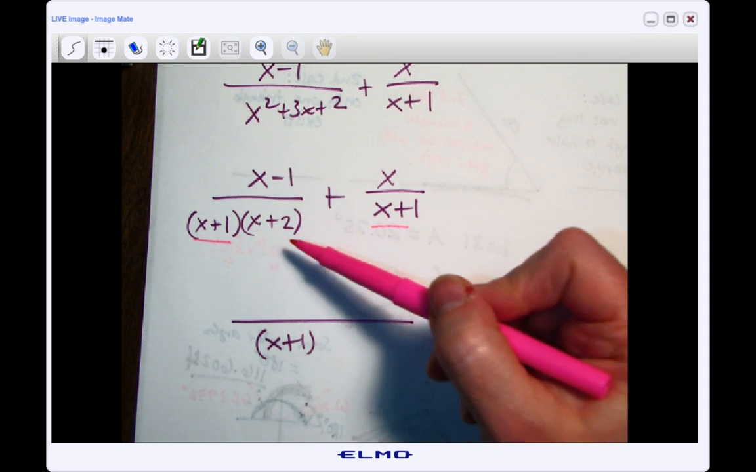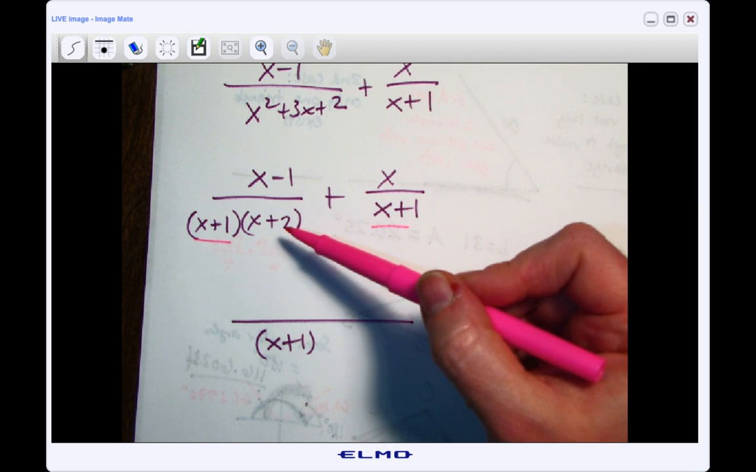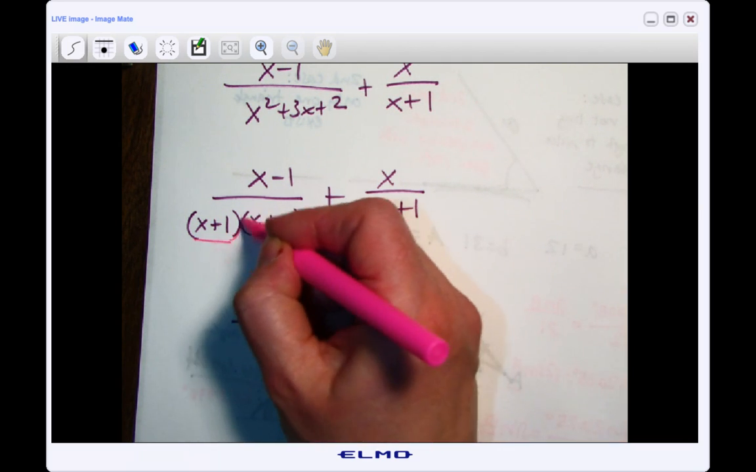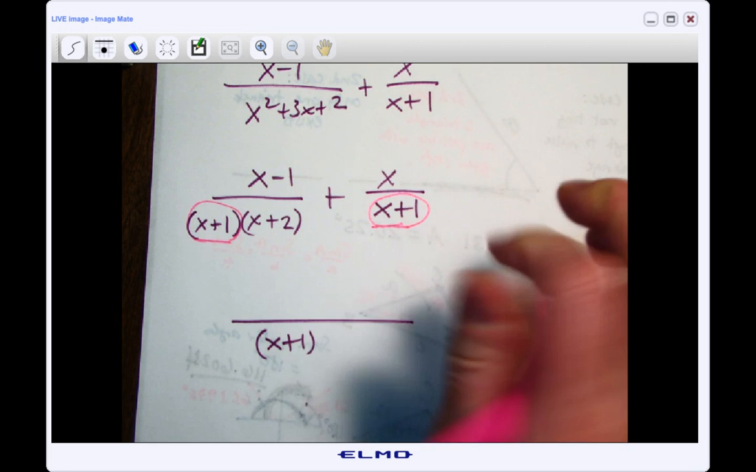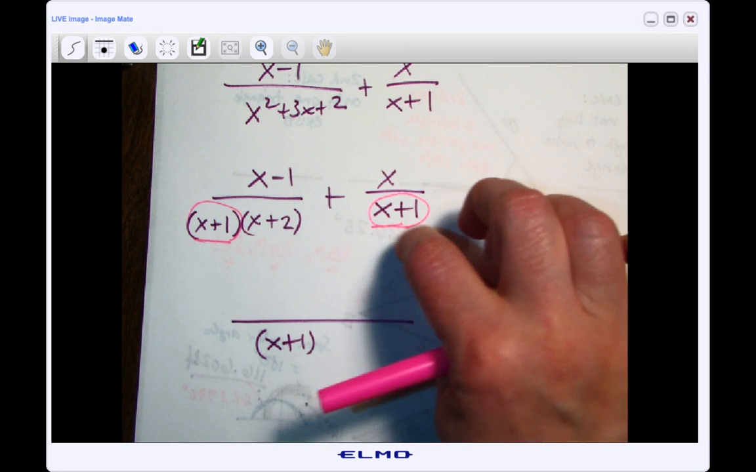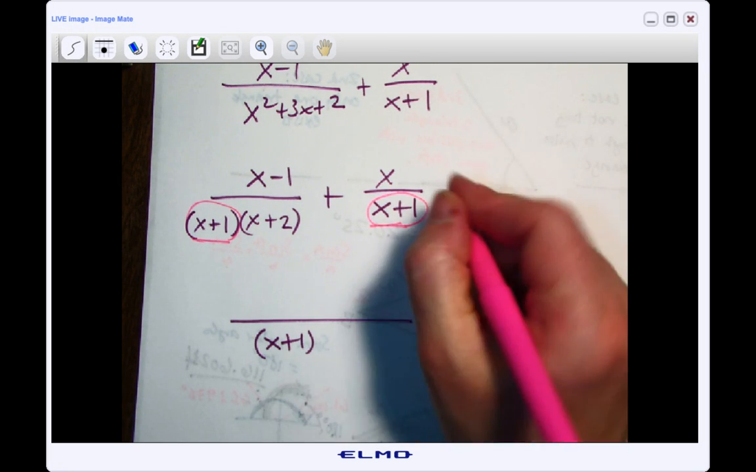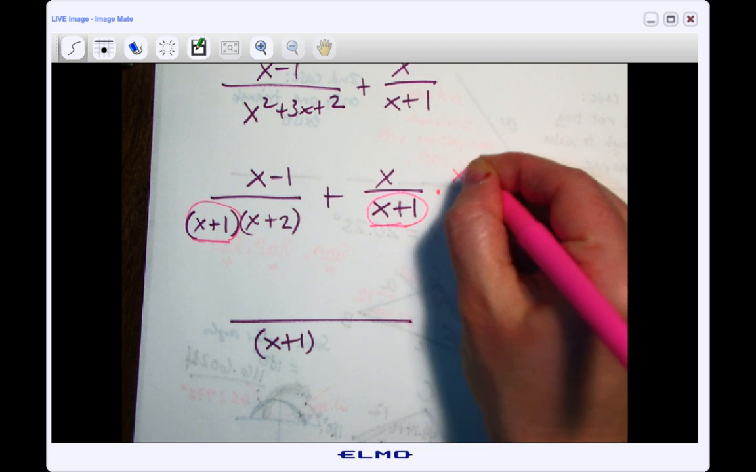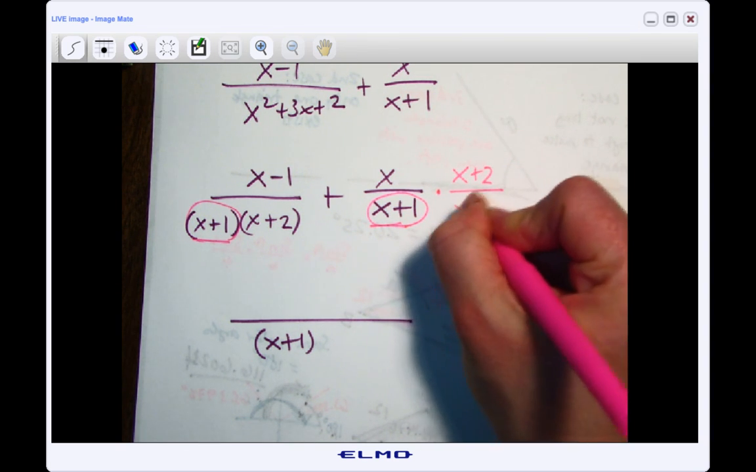And now I'm going to need an x plus 2 in the denominator also, right? Because you need to represent all of the factors. So this is the guy that does not have an x plus 2. So what do we have to do? We have to multiply this one by x plus 2 over x plus 2.